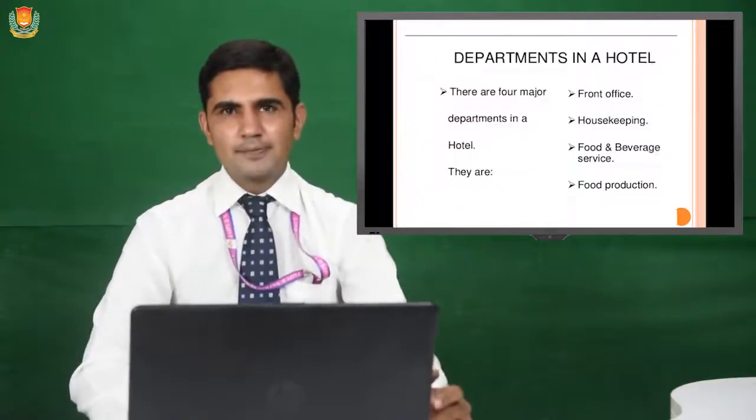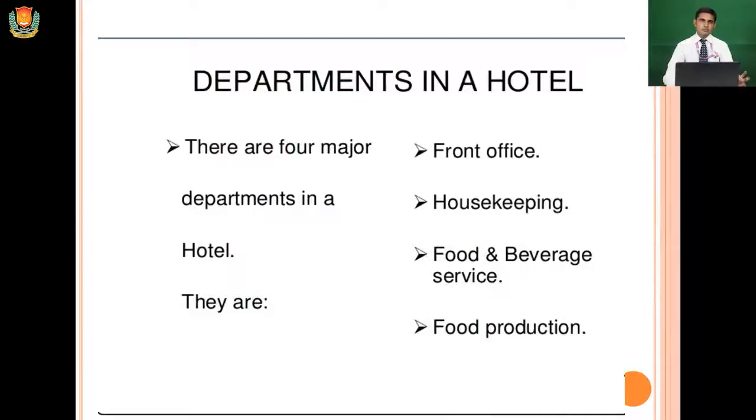So, hotel. When the word hotel comes, it means a place where we stay, where we can have our food also, and we can have fun and enjoyment, everything we can do there. We can hold parties, conferences, meetings, everything. This will come to our mind. In a hotel there are 4 major departments. I'll tell you one by one.